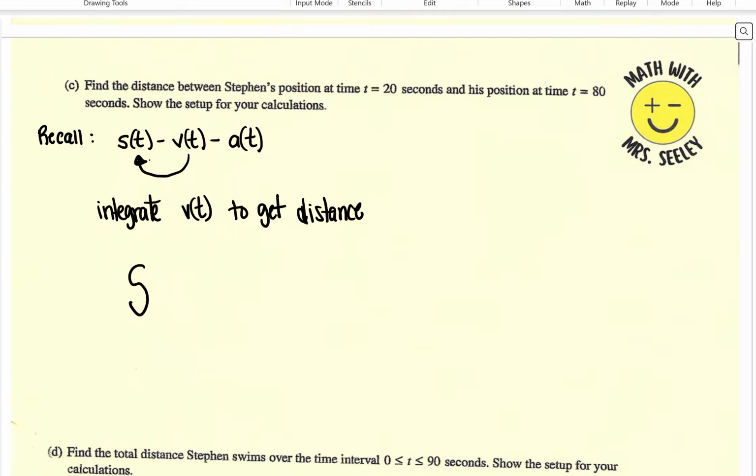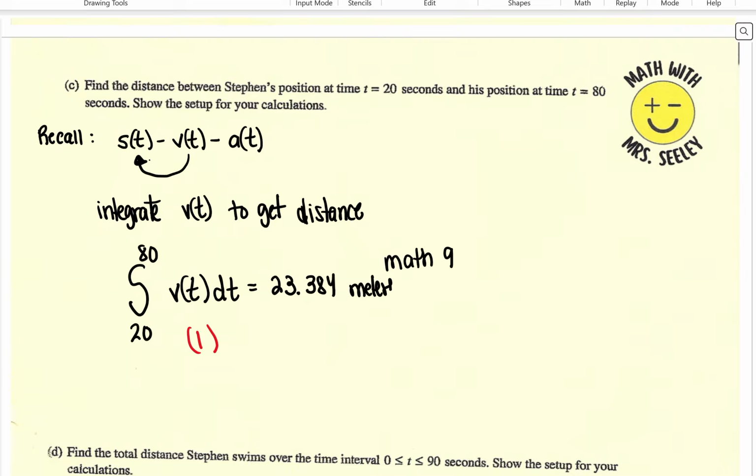So I'll set up my integral from 20 to 80, and I'm going to integrate the velocity function, v of t dt. If you knew to integrate velocity to get distance and set that up, give yourself a point. If then you're able to go to the calculator and do the Math 9 calculation and get 23.384 meters, give yourself another point.